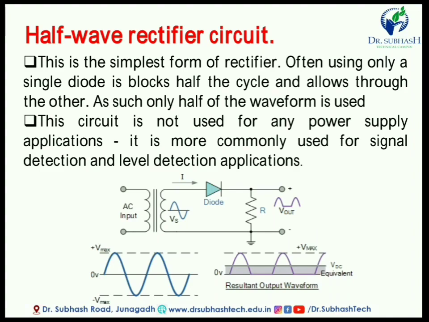Here are some characteristics you have to remember: IDC, VDC, then ISC, VSC, then the ripple factor. Also you have to remember the efficiency of this half wave rectifier. Efficiency is about 40%. There is no application in practical use. The half wave rectifier is not used in practical applications, but this is the basic form. So we have to remember the half wave rectifier circuit.